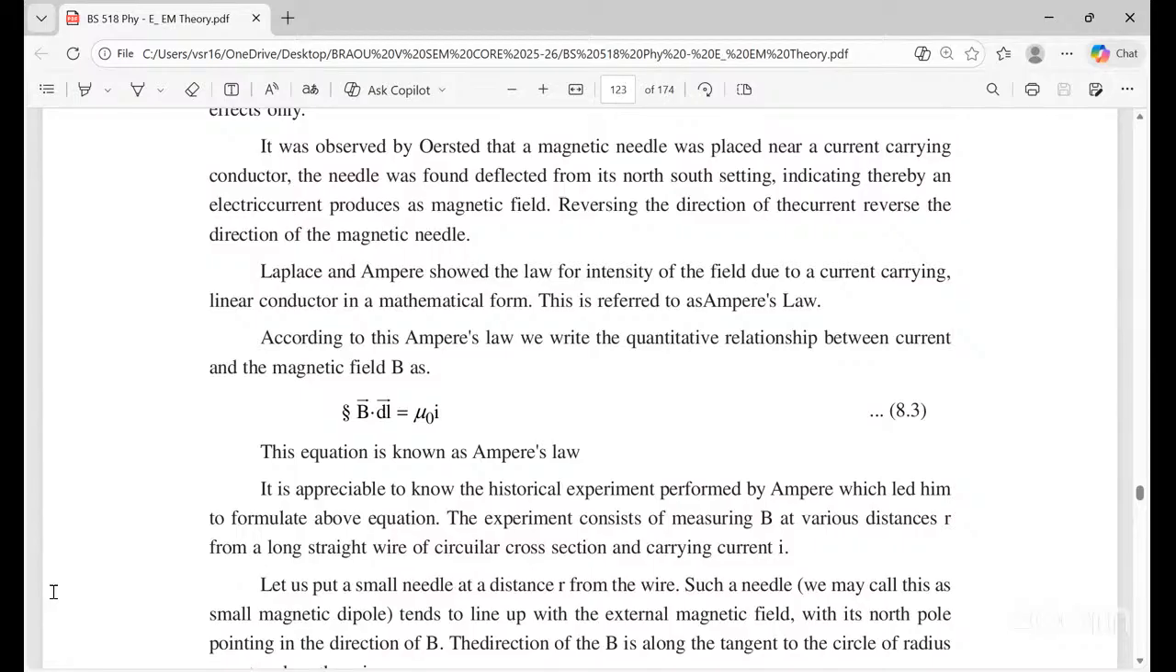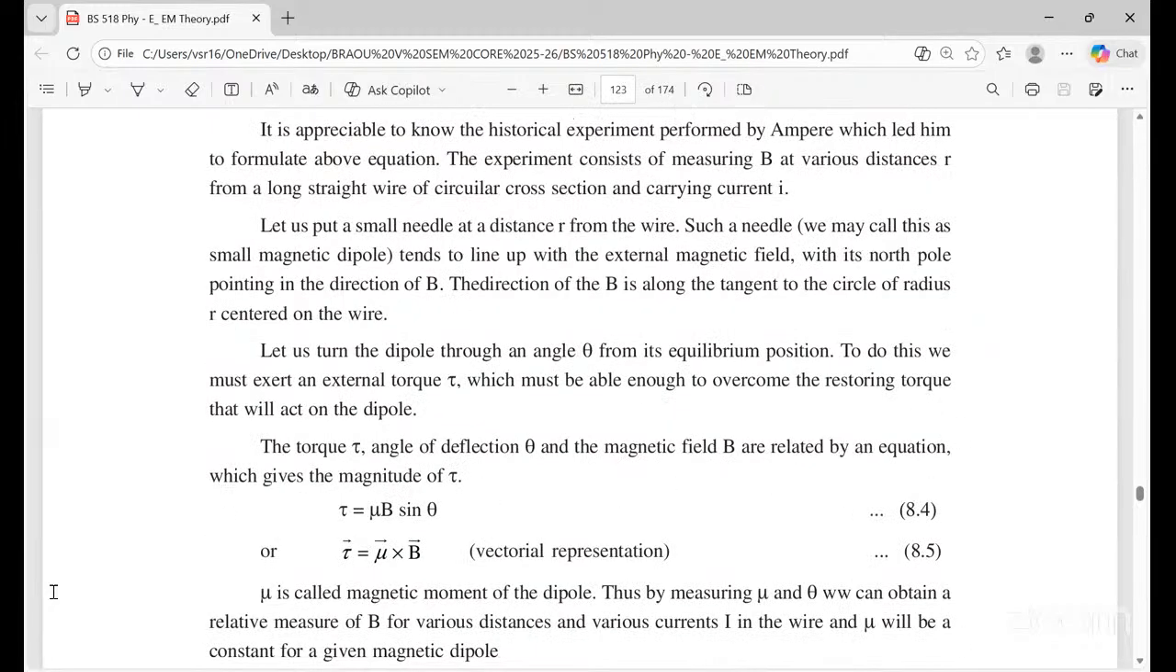So there we use the Biot-Savart law. Here Ampere's law says the line integral of the magnetic field, or magnetic induction, is always equal to mu naught times the current passing through the same conductor. So this is the statement of Ampere's law. This is the case. Write the statement, and from it we have to derive the equation.